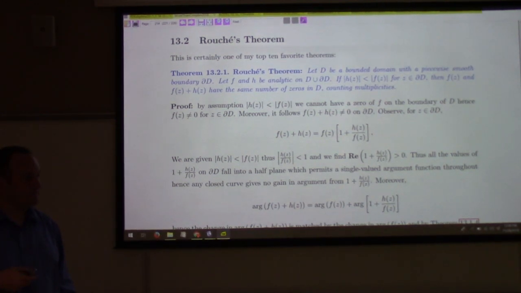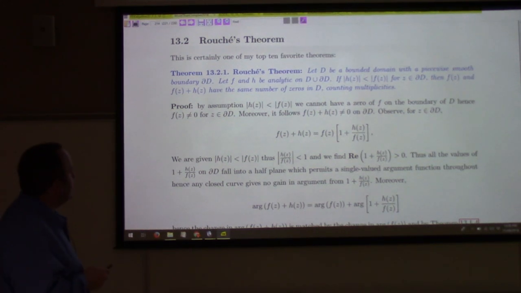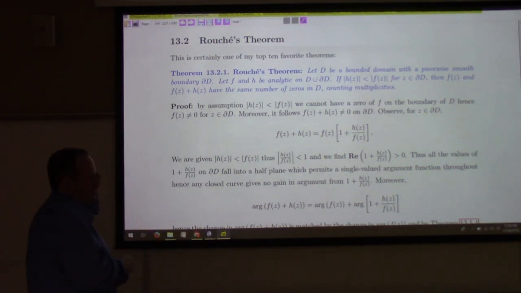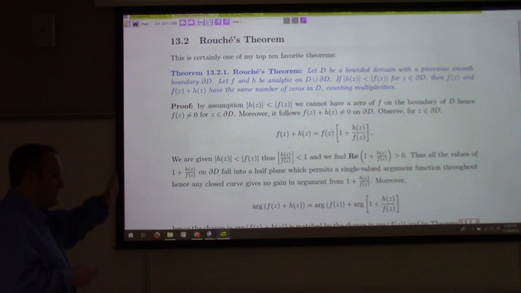How do poles play into this? Do you just include it? Oh, did I say poles? I shouldn't be saying poles right now. You're right. My apologies. Good point. I'm still thinking back on the argument principle, and I should not say poles right now. Thank you for the correction.